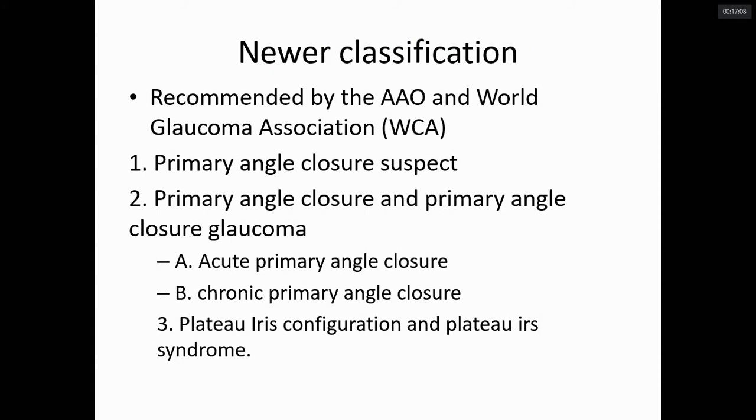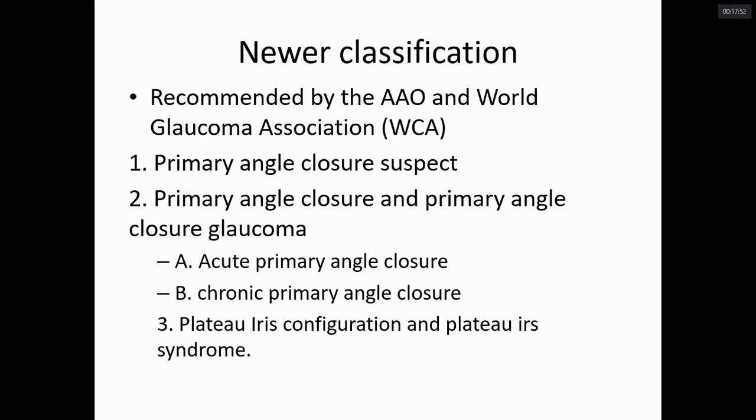So the newer classification, which is recommended by the American Ophthalmic Society, American Academy of Ophthalmology and World Glaucoma Association, has given the terms like this: primary angle closure suspect, primary angle closure, and primary angle closure glaucoma. Only when the angle structure is closed, but the patient does not have visual field change, increased intraocular pressure, or optic disc change, then that is only primary angle closure suspect. You have to keep this in mind.